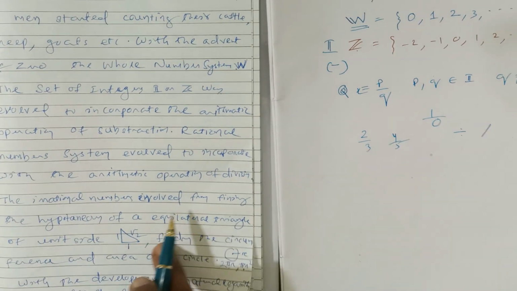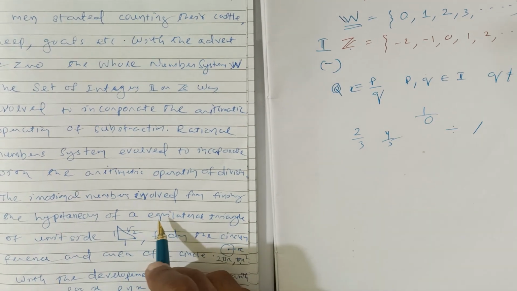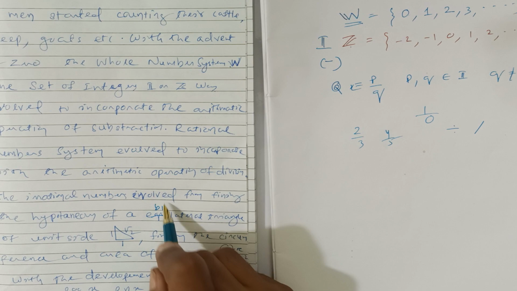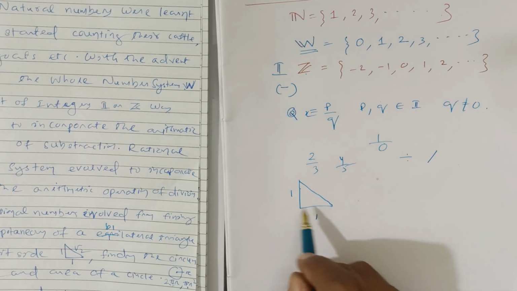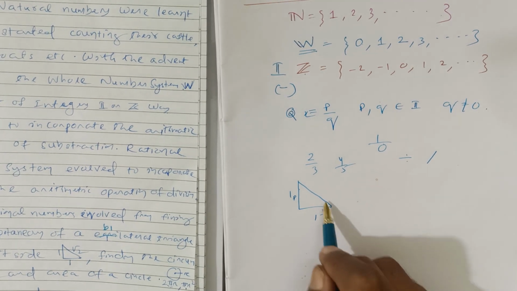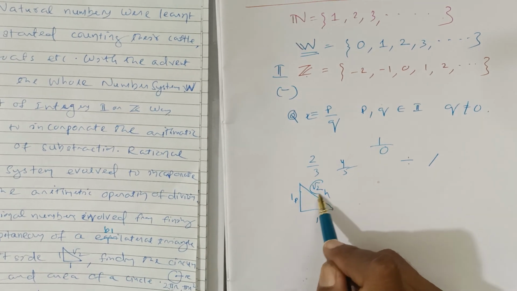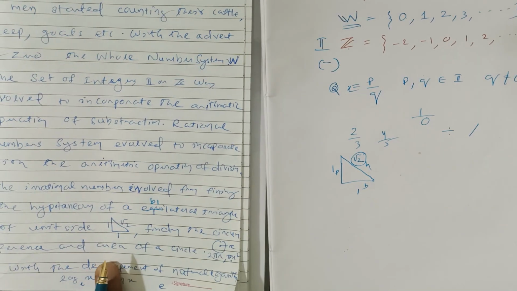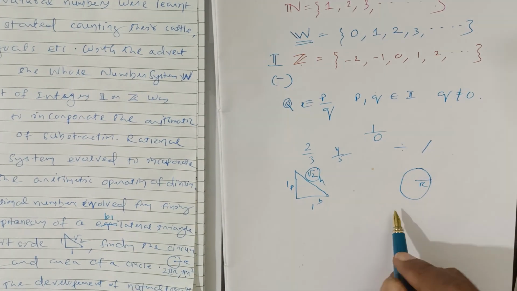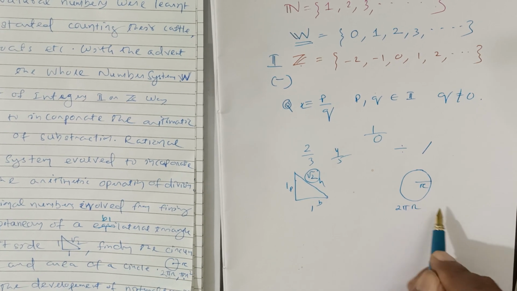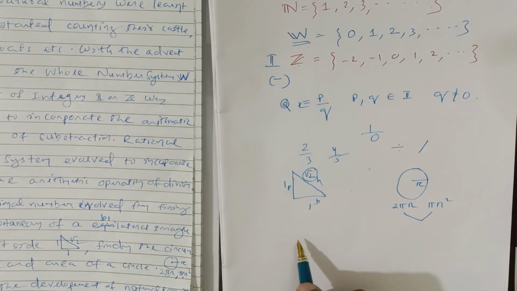And the irrational numbers, friends, evolved from finding the hypotenuse of a triangle with sides of unit 1. If this is 1 and this is 1, this is the perpendicular and this is the base, this is the hypotenuse, then we know this will be equal to √2. We found the number √2 there. And finding the circumference and area of a circle, if this is a circle and this is its radius, then the circumference is 2πr and its area is πr². We come across the number π.